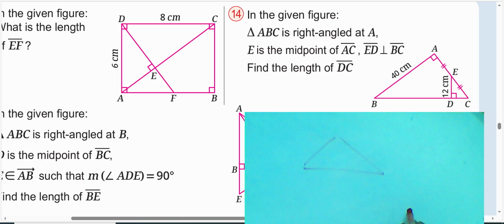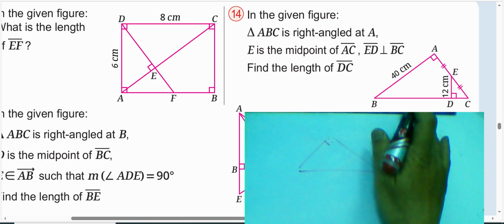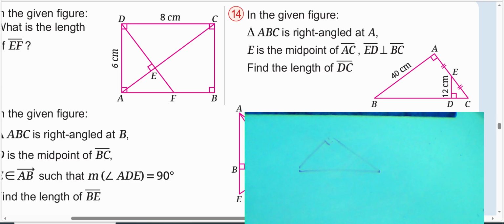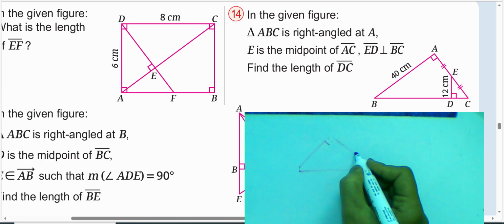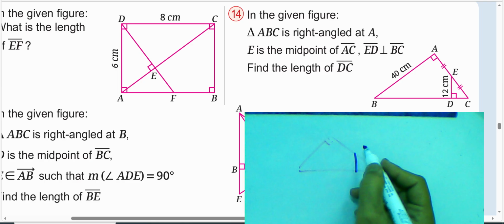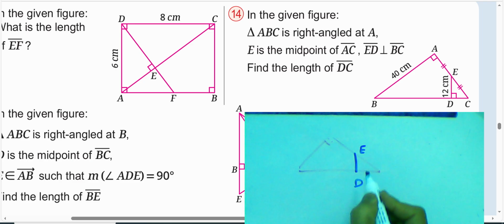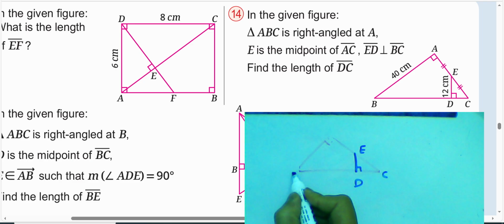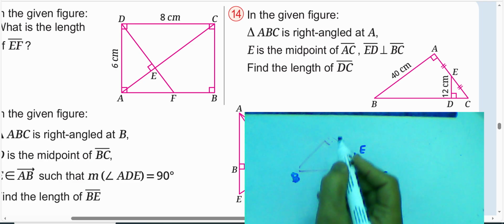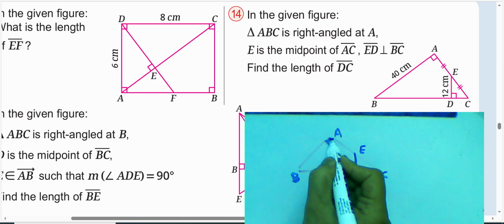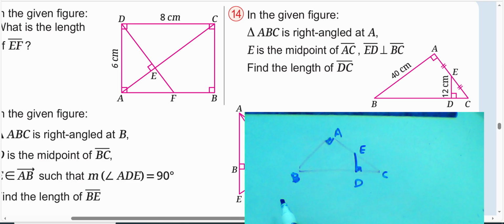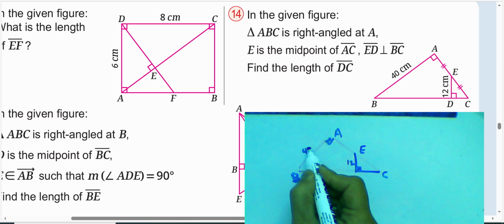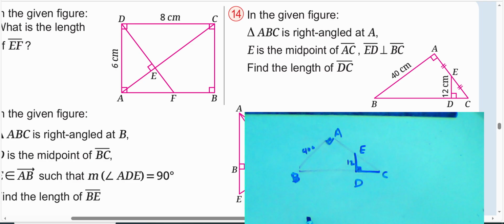We have here a right angle triangle, and in the middle, E, D perpendicular to the base, C and B, and we have A here out. Okay, how can we find the length DC? You want to find length DC here, and it gives you 12 centimeter and this 40 centimeter. What is the solution here?